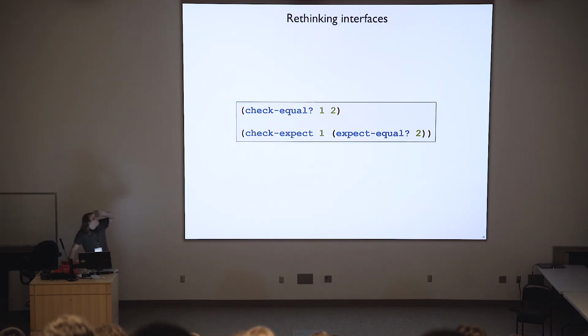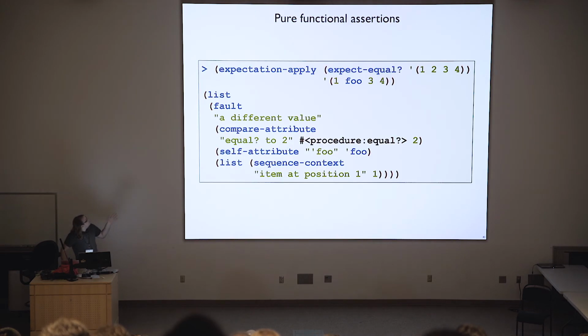But what if we split responsibilities? And we have the check just be responsible for the sort of integration with the testing framework, sort of macro-y stuff where we capture location, all that sort of thing. And then we have this expectation responsible for all the logic of whether our test passes or fails. So here we have this expect equal value, and this will create an expectation. And here you can apply an expectation to any input, and it gives you a list of faults. And expectations are just pure functions that do plain pure functional things.